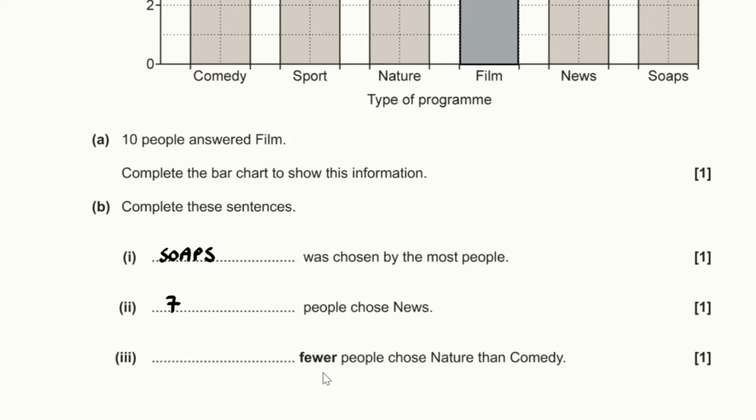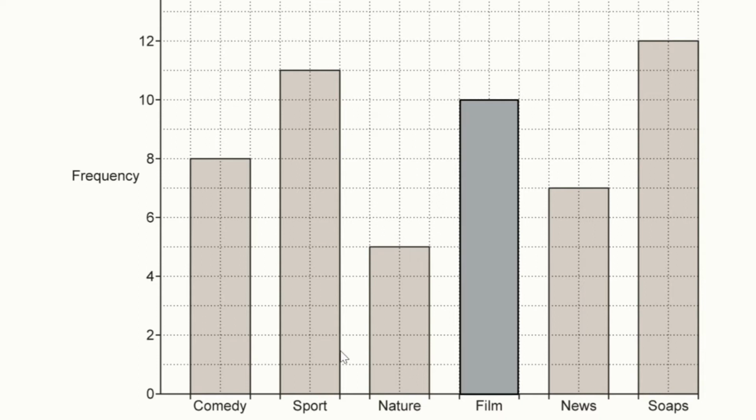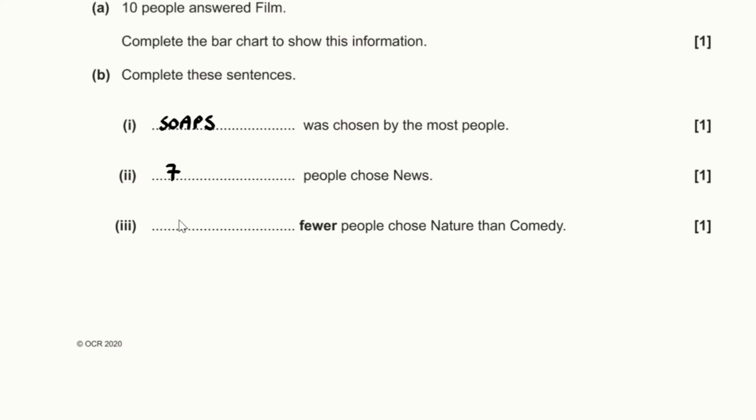And for the next part, a certain number fewer people chose nature than comedy. So if I take a look at nature and comedy, the difference between those, you can see, is 3. The difference between 8 and 5 is 3. And so 3 fewer people chose nature than comedy.